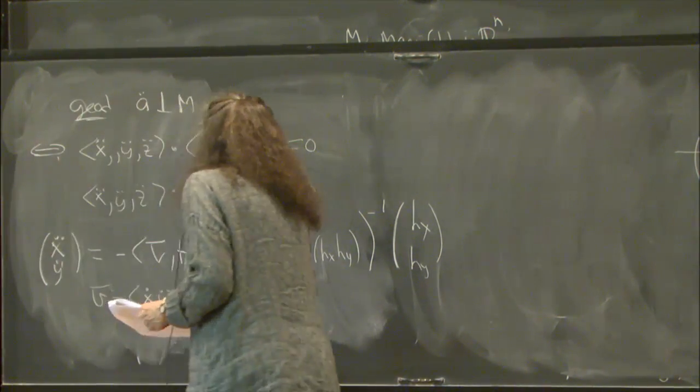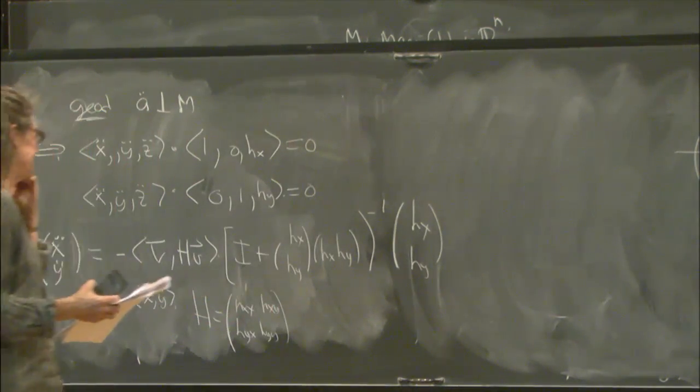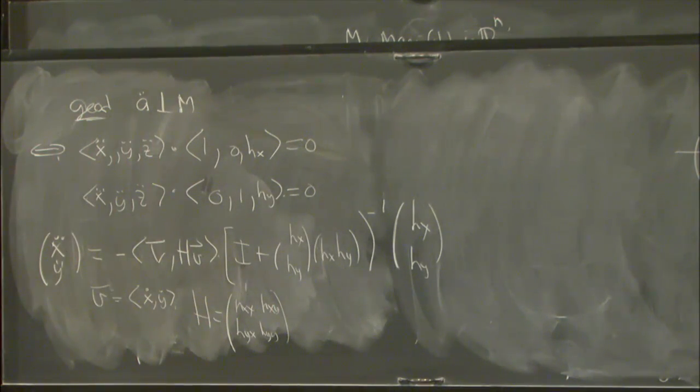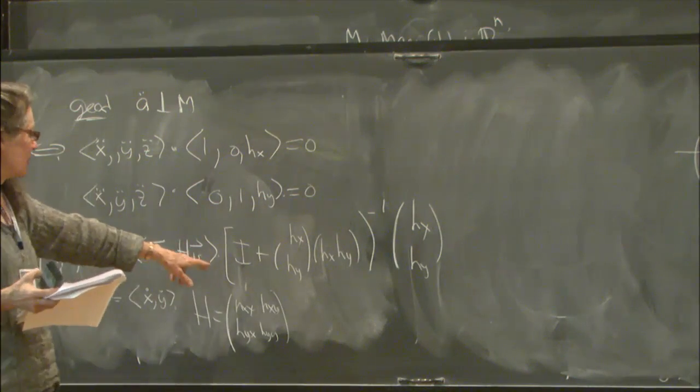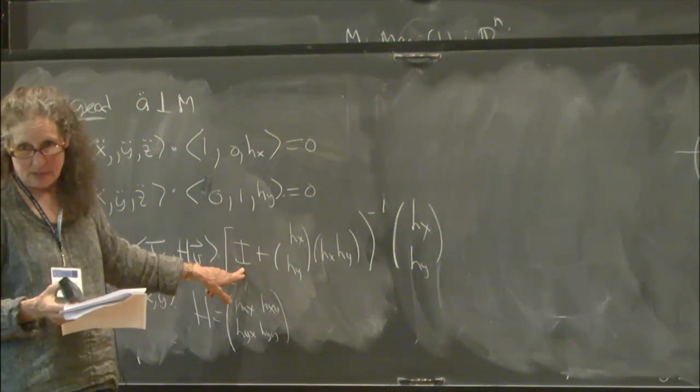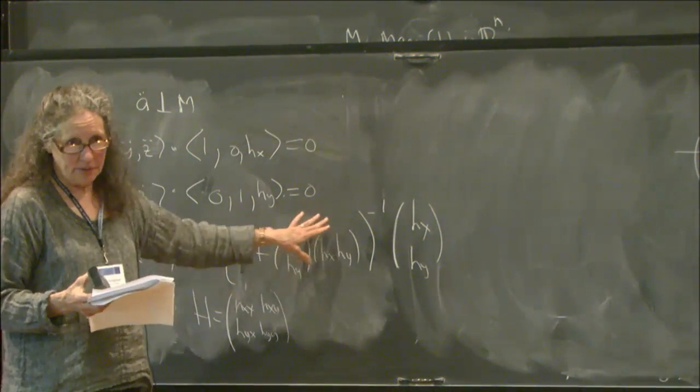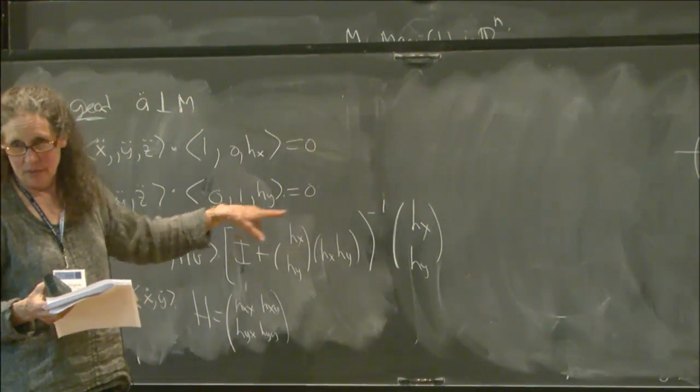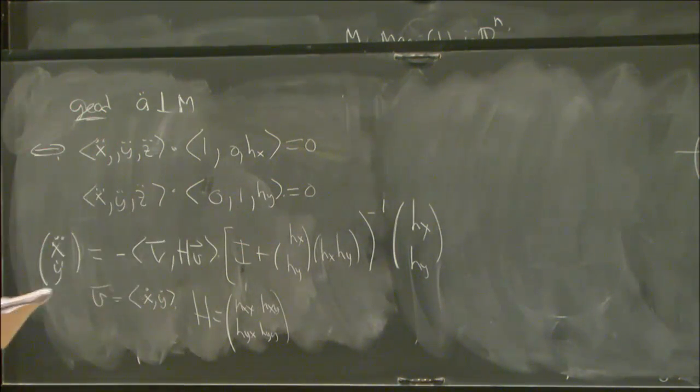Okay, so we get this equation. What's important about this is that this is the identity matrix, and all of this stuff is 0 at the identity, so it's definitely invertible. So we can write this down.